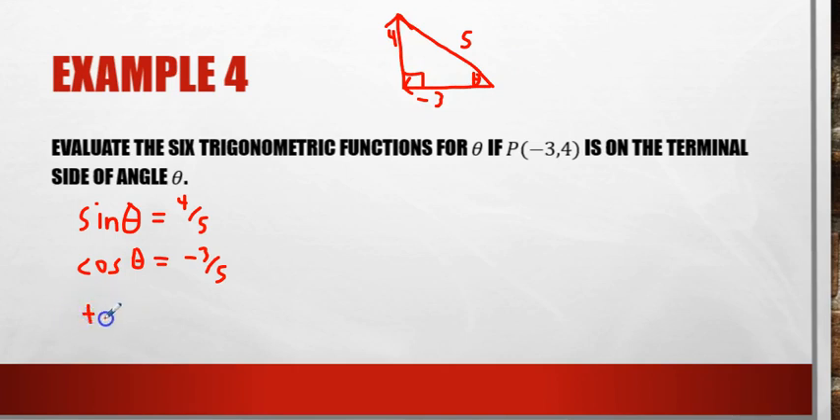And then tangent of theta, which is equal to y divided by x, or opposite over adjacent, will end up being -4/3. They want all 6 trig functions, so for the reciprocal ones, all you have to do is take the reciprocal of the numbers we already evaluated. So cosecant, when you flip 4 over 5 upside down, will be 5 over 4.